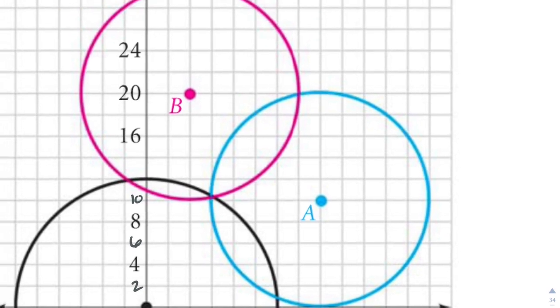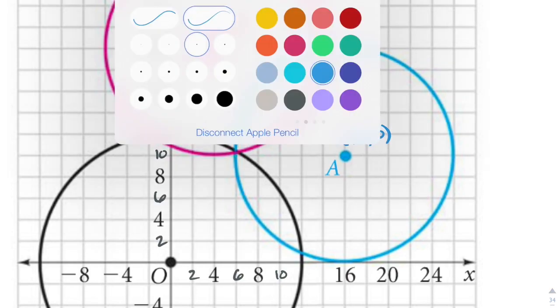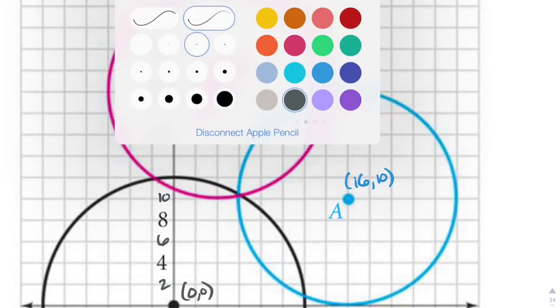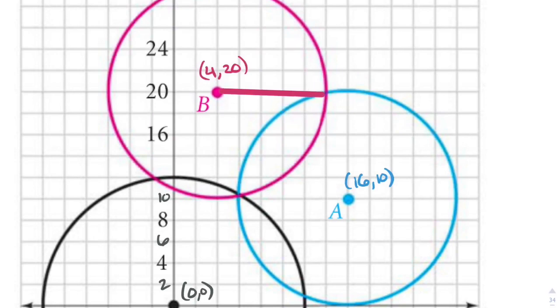All right. I'm going to write that this is at 4, 20, and it has a radius of... that one is 4 comma 20. This one is going to be 16 comma 10. And this one has a center of 0 comma 0. And I don't actually have to do any formula, because I can just count how long that radius is.